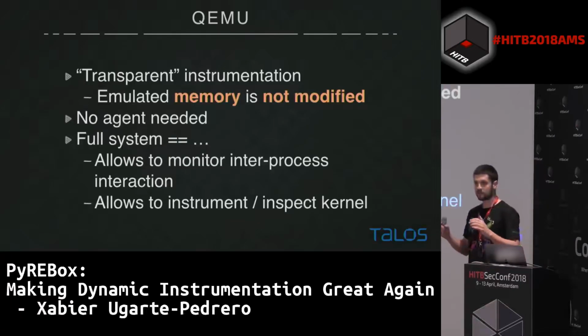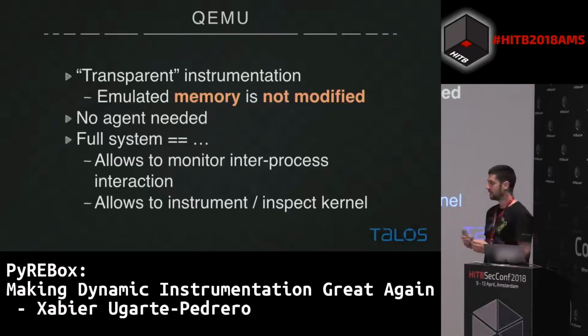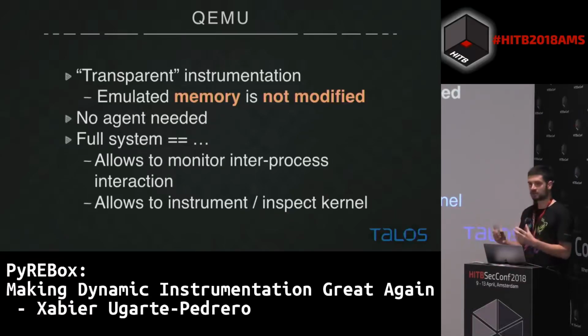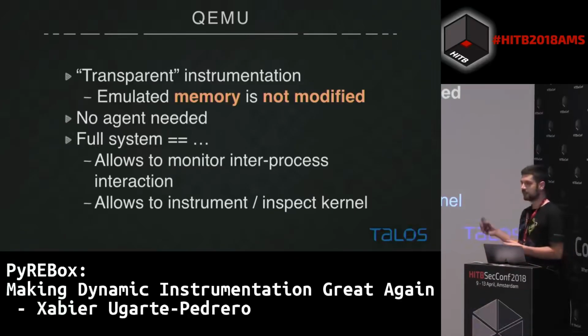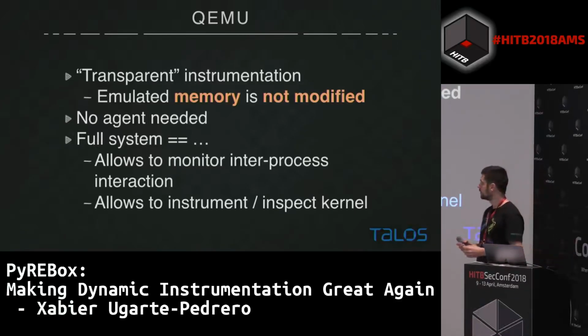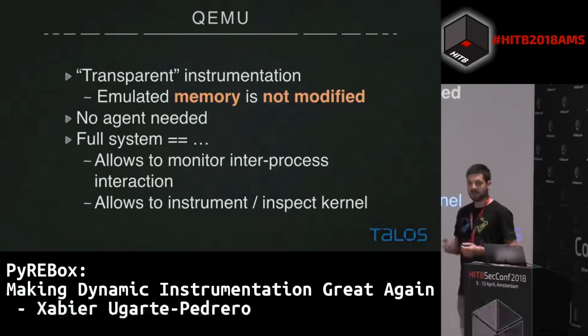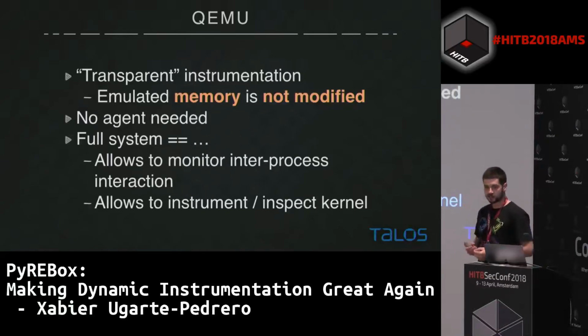We can instrument the execution of a system, of a binary, of any instruction running on QEMU without touching the emulated memory. So there will be no footprint of the instrumentation framework in the process that we are analyzing. We don't need to introduce any agent in the system, or at least PyREBox is designed in such a way that it doesn't need any agent inside the system. But we do have an agent for automating certain tasks. We will see later what we can do with the agent.